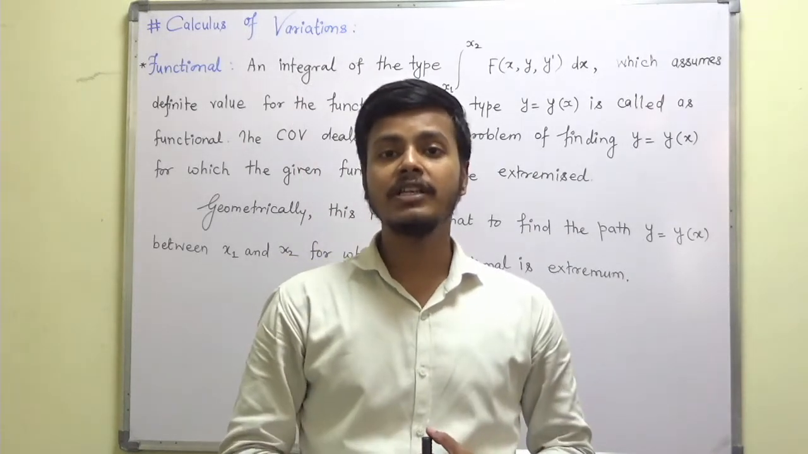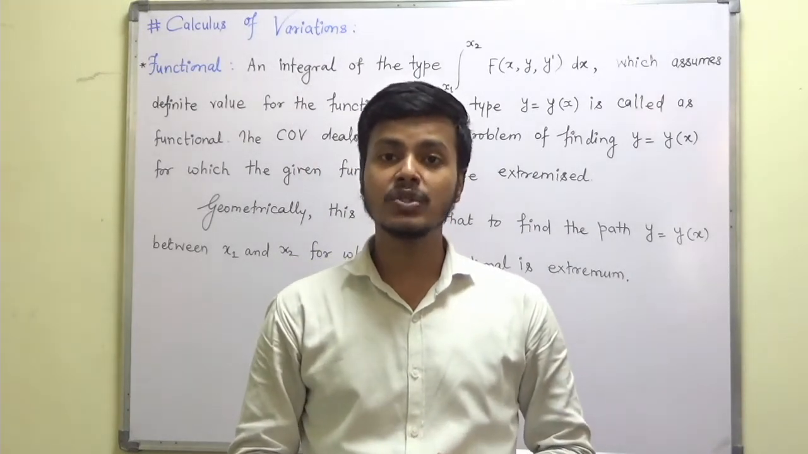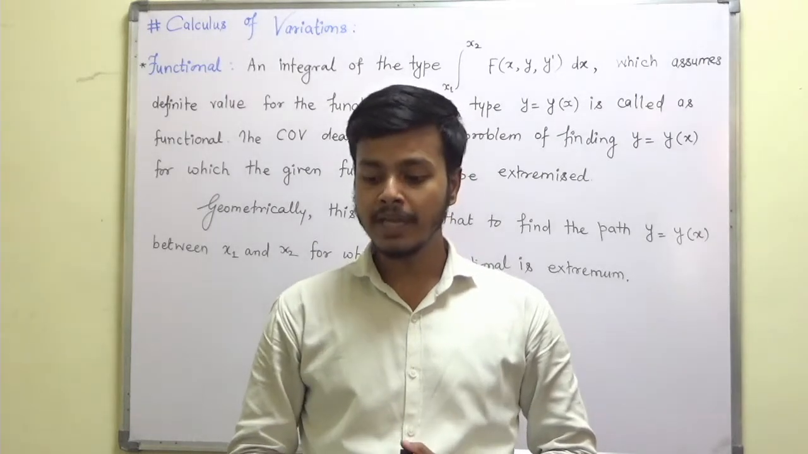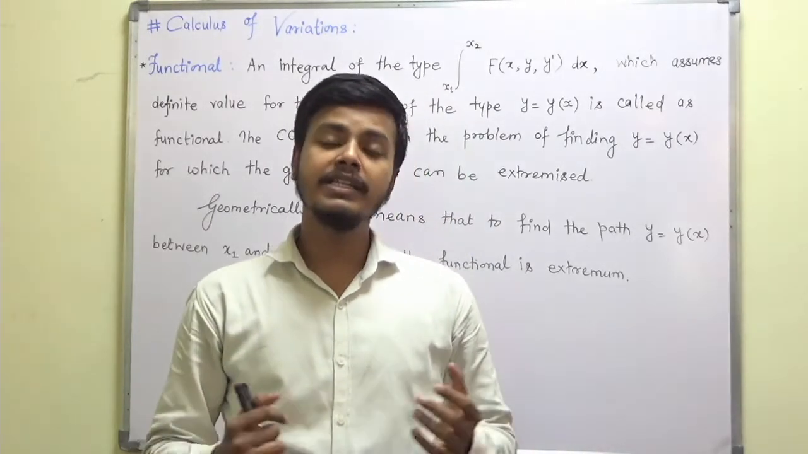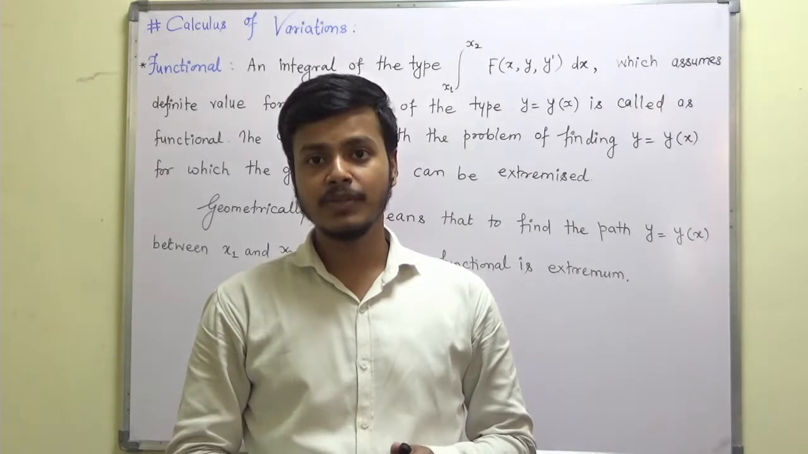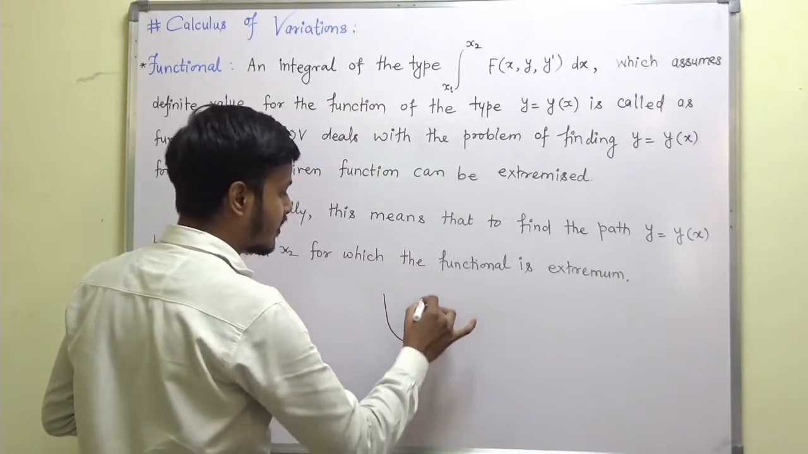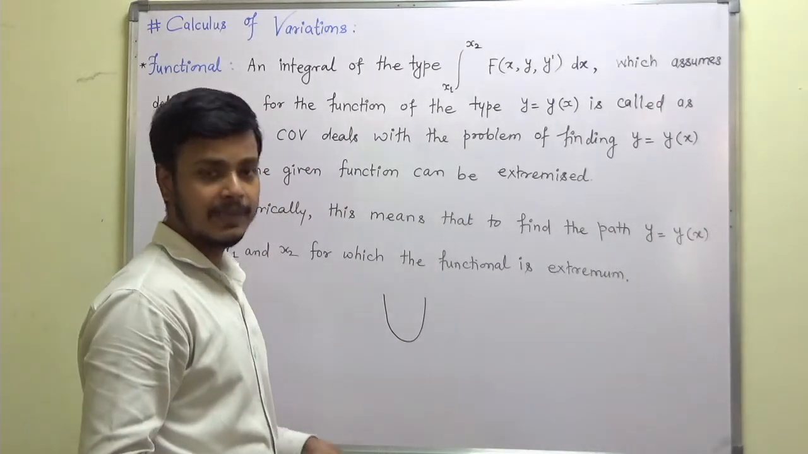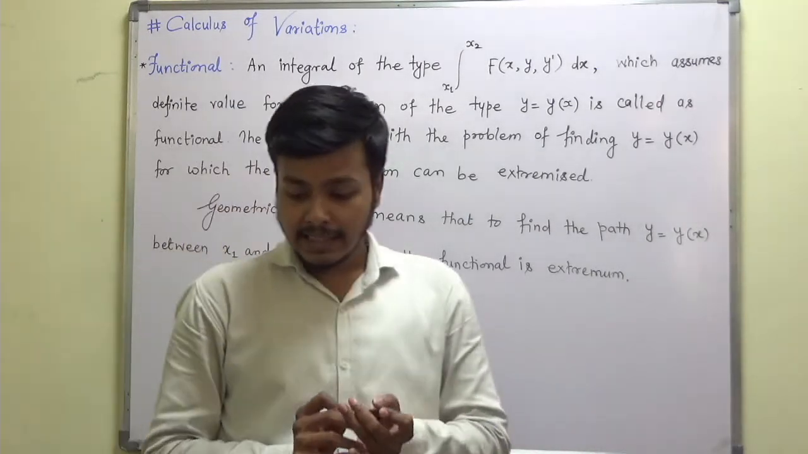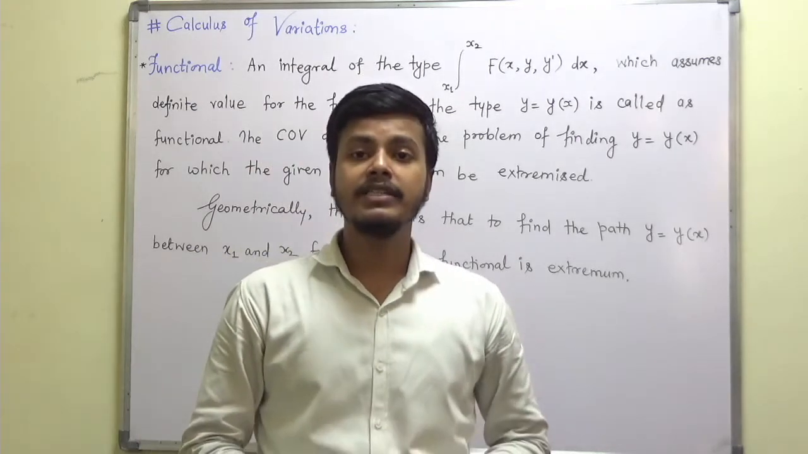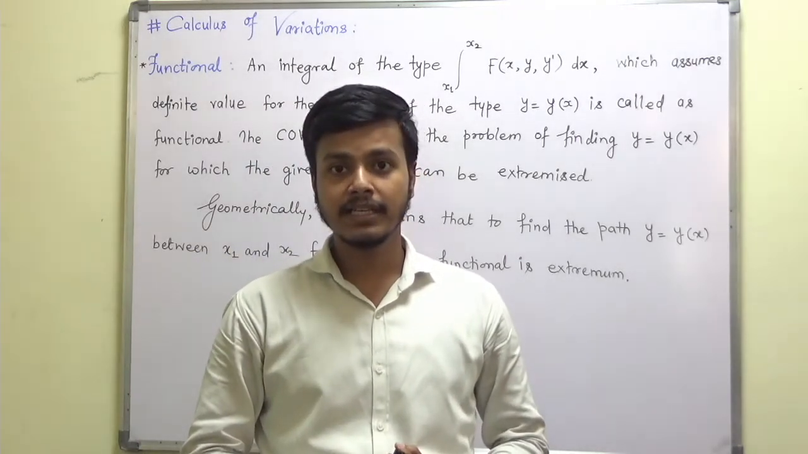Calculus of variations has its application in solving the boundary value problem. It is also used in the derivation of the catenary shape. Do you know what is a catenary shape? This is a catenary. Okay. Then it is used in the geodesic of surfaces.